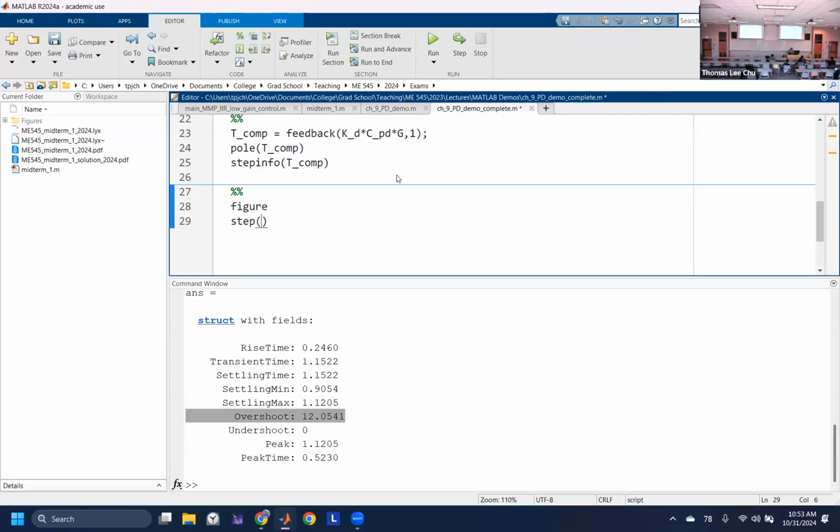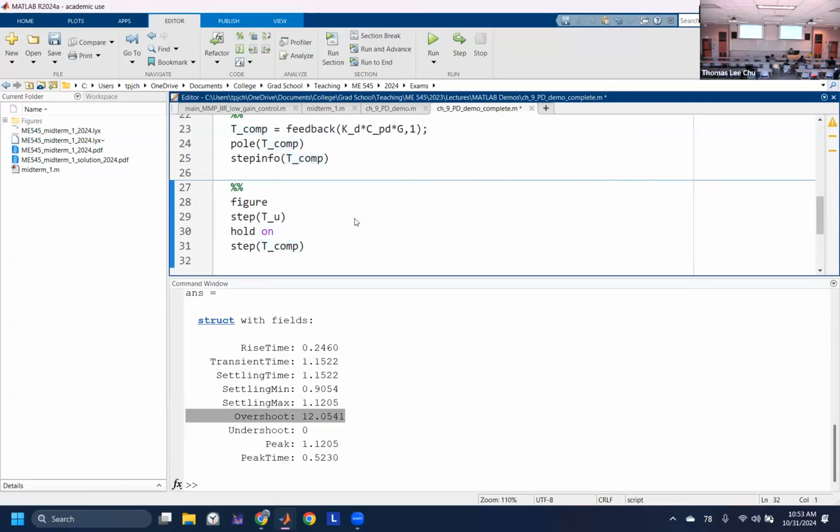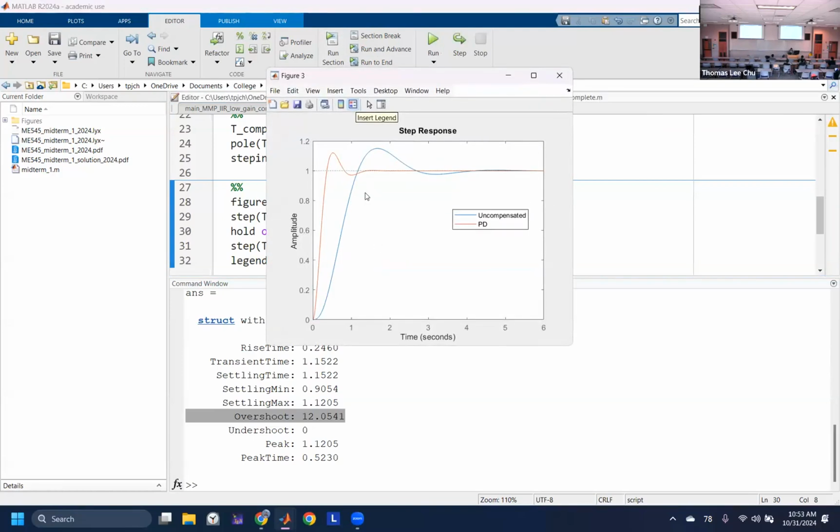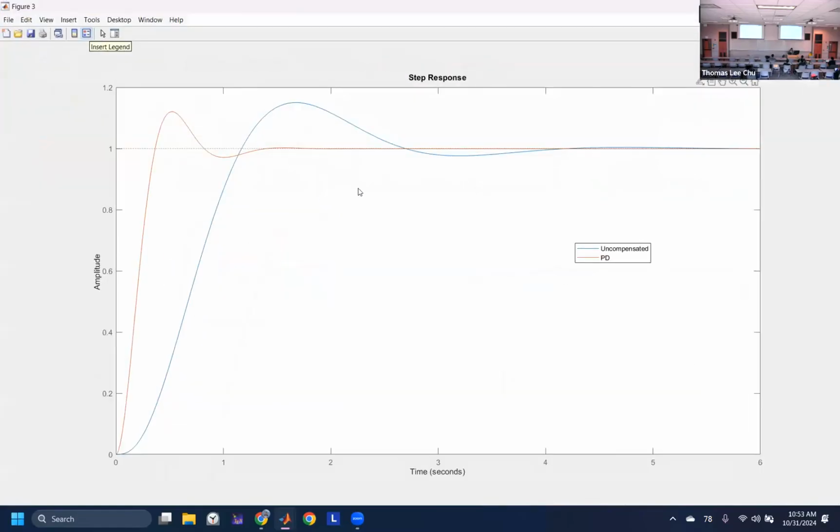But let's just compare the two. Compensated, and then add a legend, uncompensated. And then we're compared to the PD design. All right, and we can actually see that our transient time is a lot faster. It's within 2%. It gets to that 2% a lot faster.